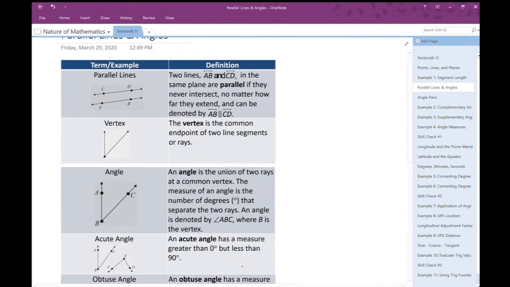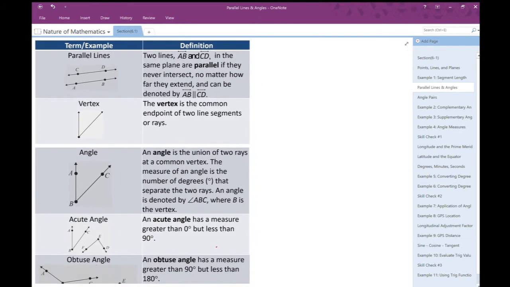Next topic is parallel lines and angles. Let's zoom in here a little bit. So if two lines, AB and CD, are in the same plane and they are parallel, then they will never intersect no matter how far those lines extend. And then this is the symbolic representation of how these things are written mathematically. So here this says that line AB, and this symbol means is parallel to, CD.